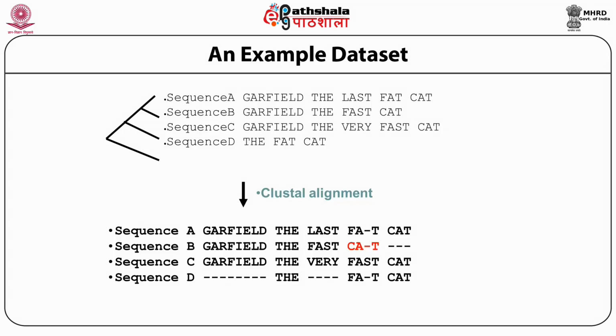So if we look at this kind of alignment, the first and the second, more or less the first part of the things, so the Garfield, the last and fast, etc. have aligned very well. But there's a little bit of a problem. Sometimes cat gets aligned with fat, sometimes fast gets aligned with fat.